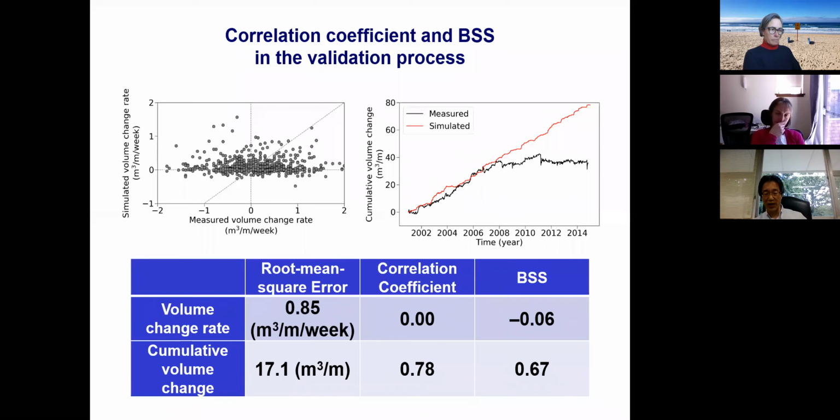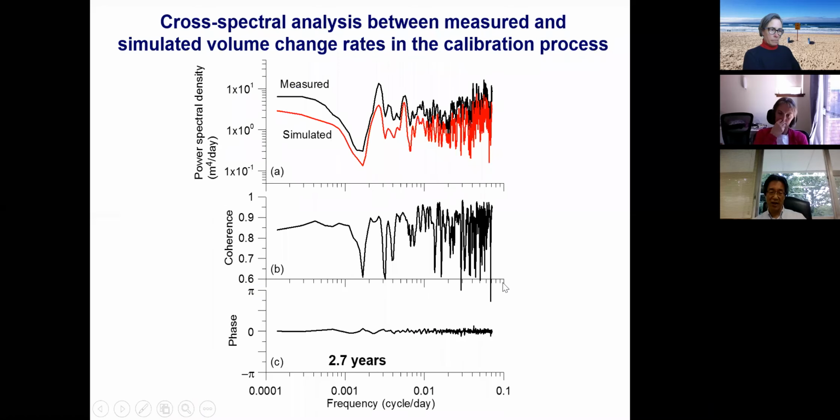To investigate the cause of why the model could not reproduce the weekly average volume change rate but reproduced the cumulative volume change, we did the cross-spectral analysis. This slide shows the results of the cross-spectral analysis between the measured and simulated volume change rate in the calibration process. From the top, this slide shows the power spectral density, coherence, and phase. And as shown in the power spectral density, there are two peaks. This is for 1 year, and this is for 6 months.